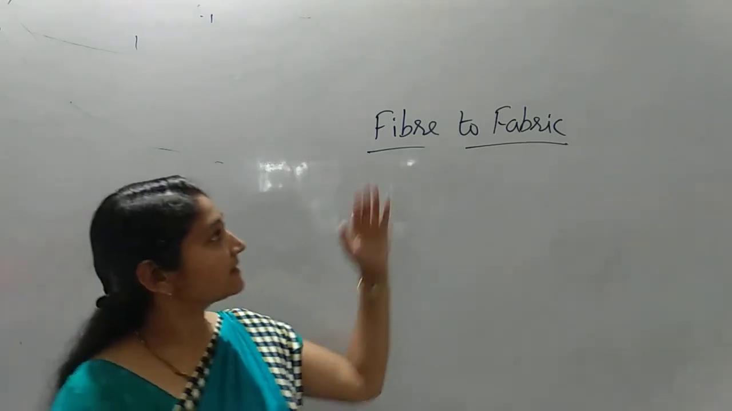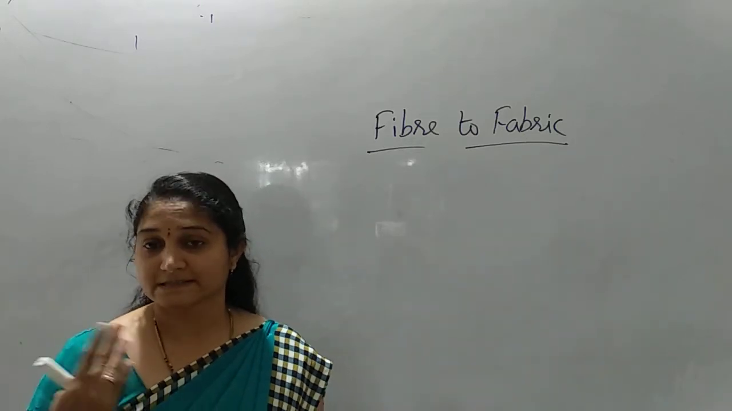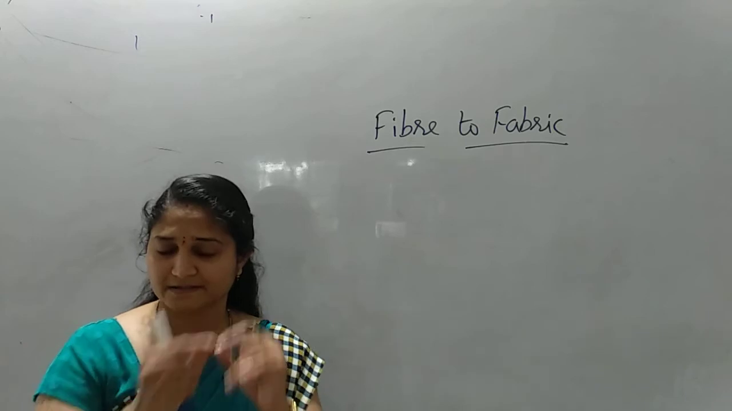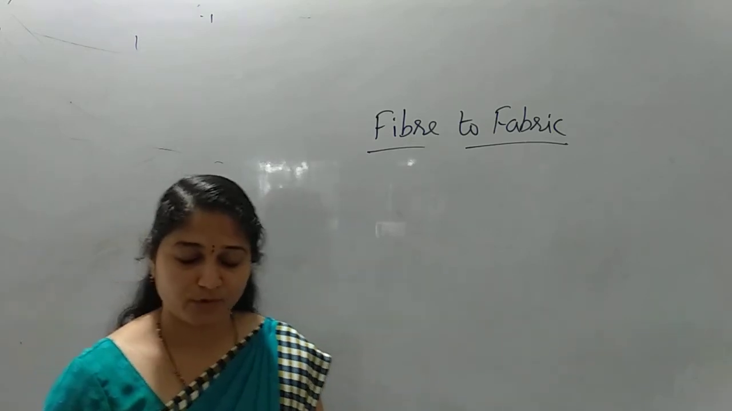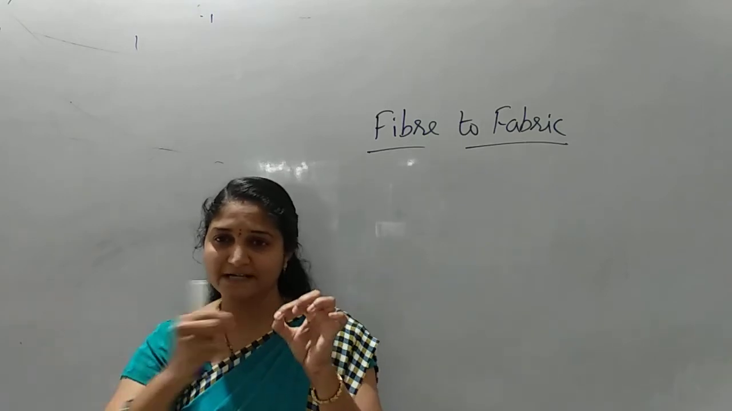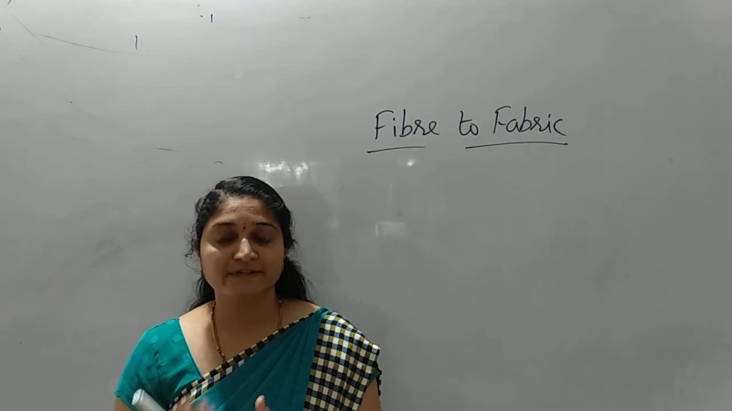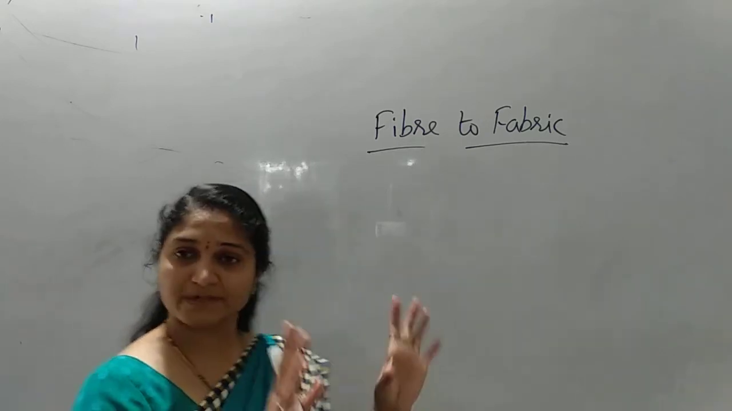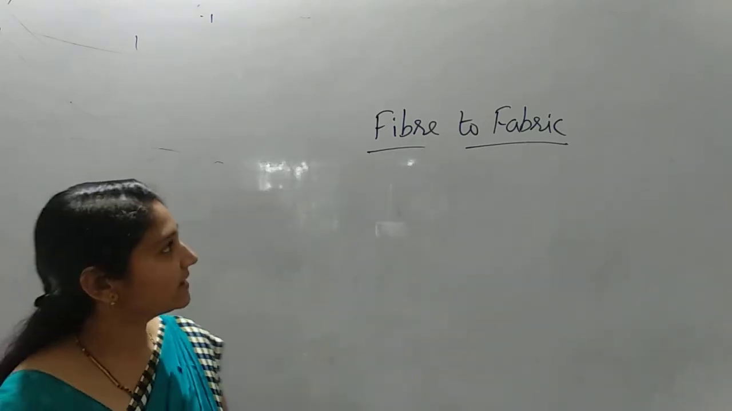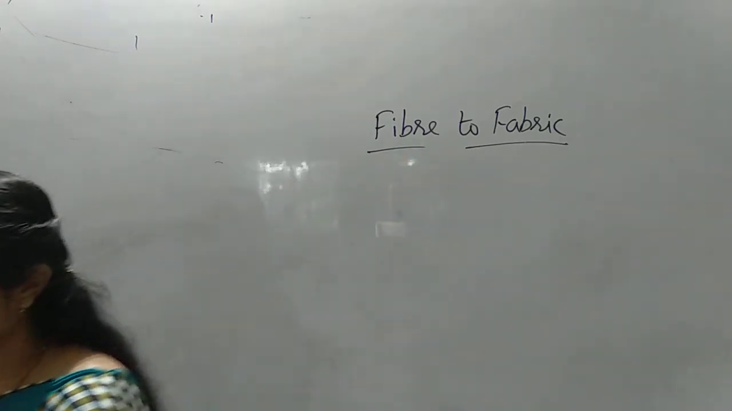So the fiber is used to prepare the yarn, which is the small threads. We have seen that. At home, take a piece of cloth and just pluck a single thread. You will come to know that a number of threads together form a fabric. Right? So here, fiber to fabric, we discuss how these are made.